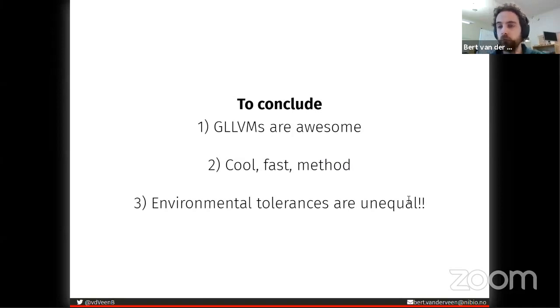So to conclude this fast presentation, GLLVMs I think are quite awesome, a very cool method. We have this cool fast method as well that we extended. And environmental tolerances are unequal. So start considering if it's appropriate to assume that they're all equal.